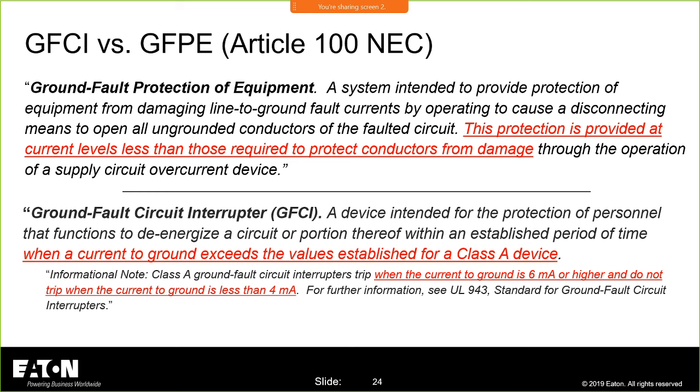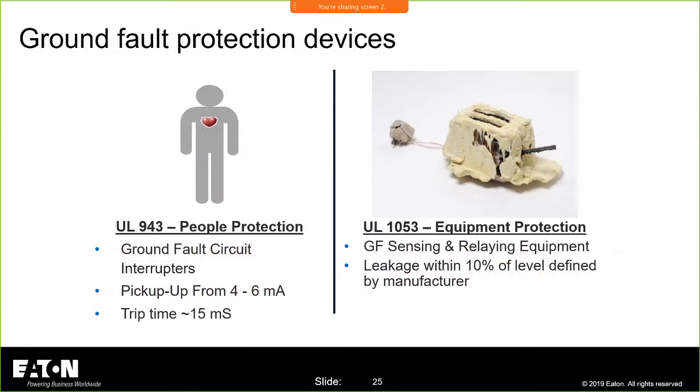My GFPE could be that 4,000 amp circuit breaker up my main, and I have it set to 1,000 amps or 1,200 amps. That's ground fault protection of equipment, but it's less than the rating of that equipment, and it will hopefully detect a fault inside that equipment or downstream. The GFCI is the 4 to 6 milliamp, and we already talked about that. That's a basic fundamental: GFPE is not there to protect you and me. GFPE is to protect equipment. UL 1053 is equipment protection. A UL 943 is people protection.